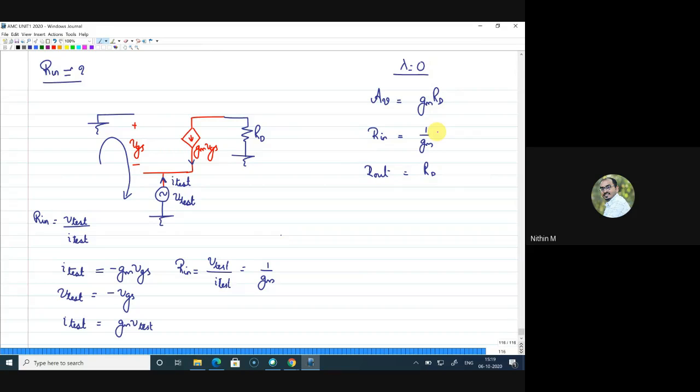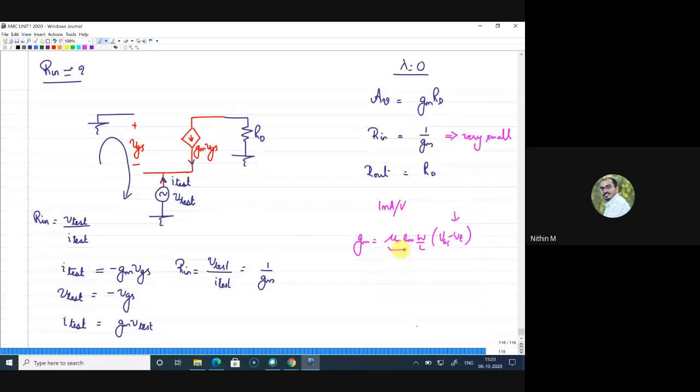But one thing to note here is your Rin is very small compared to the previous cases. What is the previous case? Both in common source and common source with degeneration, your input impedance was infinity, but here your input impedance is 1 by gm. Why am I calling this 1 by gm very small? In most cases, the gm values are in the range of milliamps per volt, 1 milliamp per volt, or even less than that. A maximum of say 5 milli or 10 milli is the maximum value. gm can be written in different forms, mu Cox W by L into VGS minus VT. All this depends on the overdrive voltage, the mu Cox value and the aspect ratio. But in most cases, gm will be in terms of milli. For that reason, 1 by gm is considered very small, right?